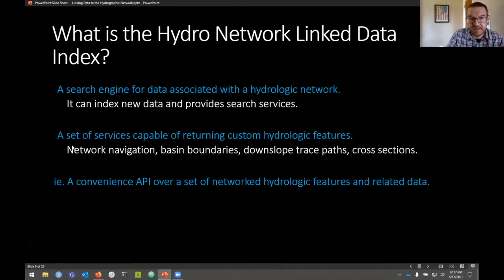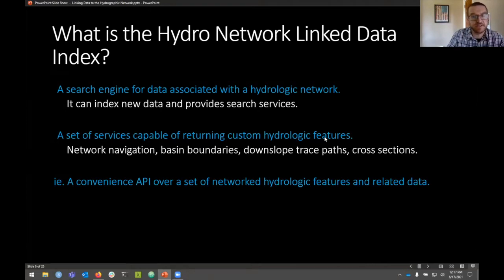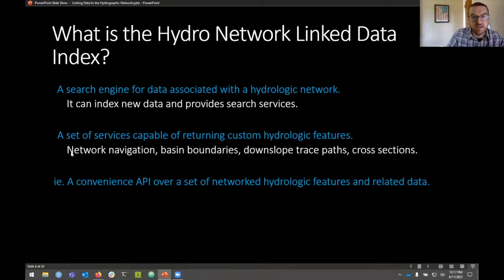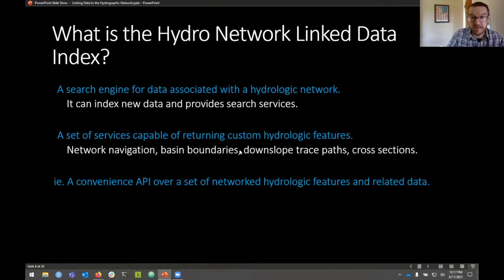And that gets to the second point here. It's a set of services capable of returning custom hydrologic features. So it can do network navigation, it can return basin boundaries, it can do downslope trace paths and cross sections as we go forward. That's some functionality we're in the process of releasing to production now.